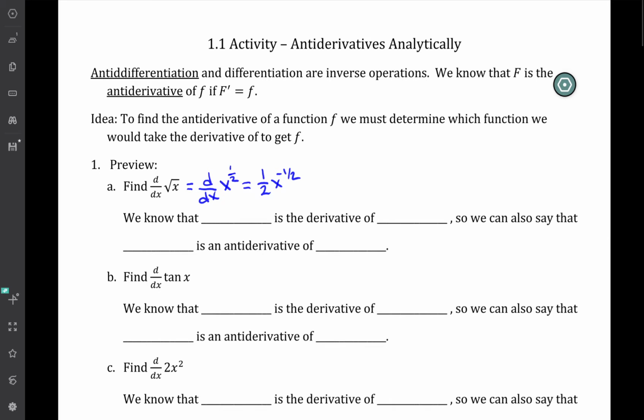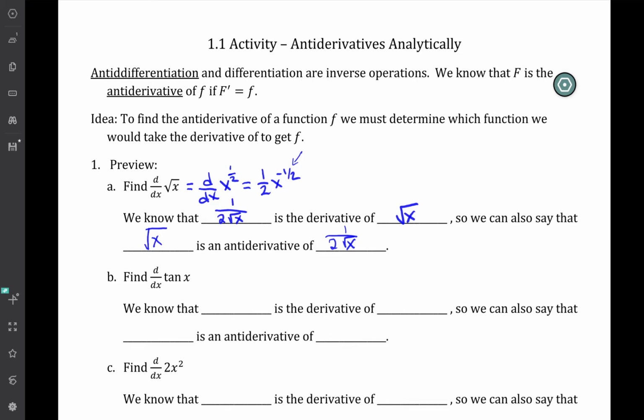So we know that, and I'm going to rewrite it a little bit, 1 over 2 root x is the derivative of the square root of x. And you don't have to rewrite that as a 1 over 2 root x, but I, in general, don't want negative exponents in answers, so putting that in the bottom would be good. So we know that 1 over 2 root x is the derivative of square root of x. This means that we can say that the square root of x is the antiderivative of 1 over 2 root x. So if you are looking at 1 over 2 root x and you know that you have to take the derivative of square root x to get that, then square root x is its antiderivative.